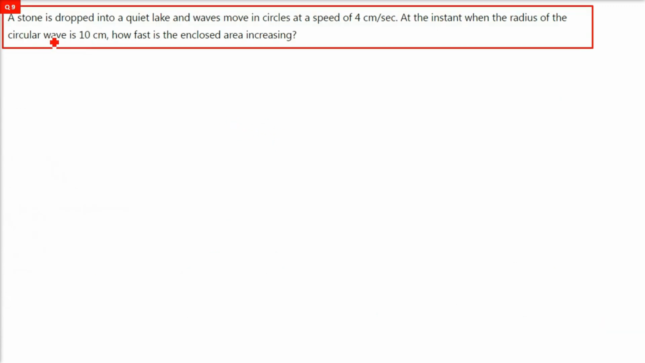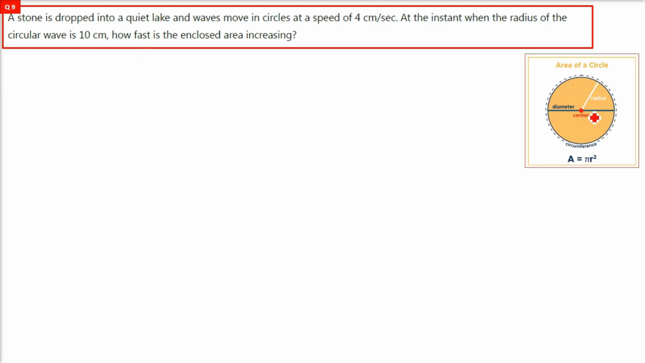A stone is dropped into a quiet lake and waves move in circles at a speed of 4 cm per second. At the instant when the radius of the circular wave is 10 cm, how fast is the enclosed area increasing? This is a circle, or this is the formation of the waves. So it's a quiet lake. When you put some stone or make some movement, these are concentric circles. Waves are always found in concentric circles in this case.